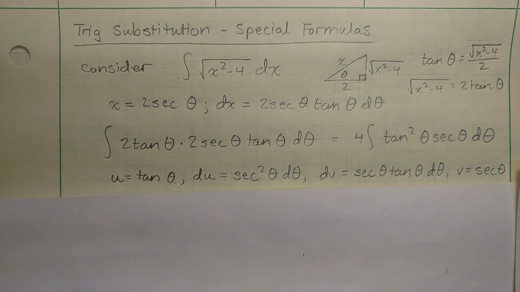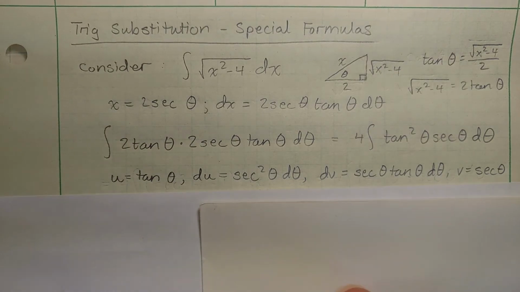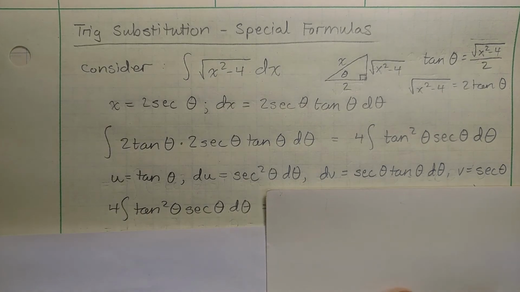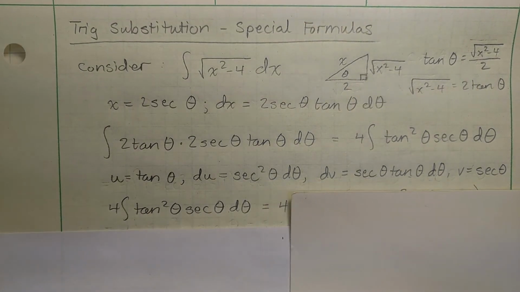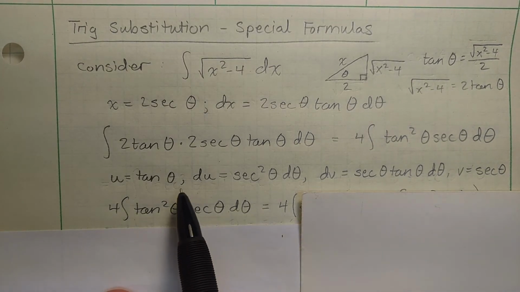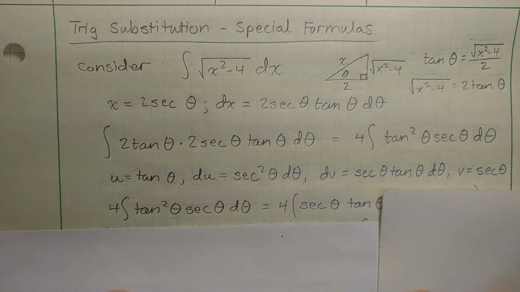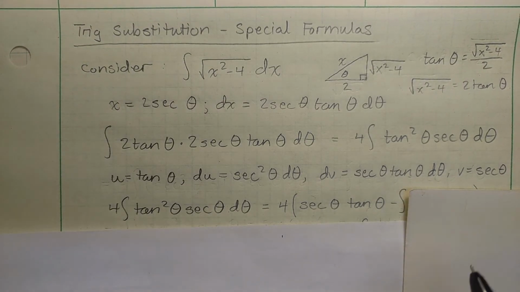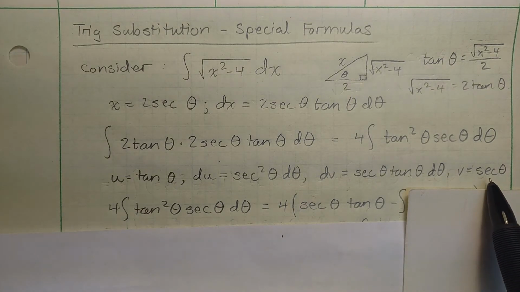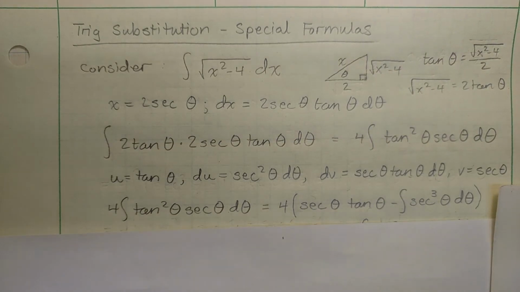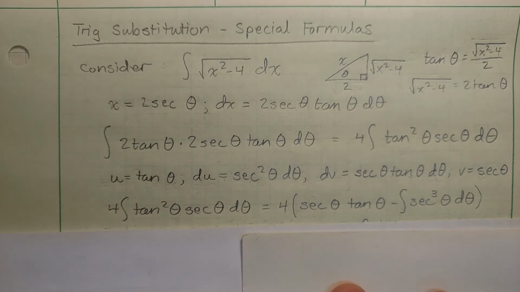So using this, I can now re-express using my integration by parts. So I have 4 times the integral of tangent squared theta secant theta equal to 4 times, and now I go uv, so u times v is secant theta times tangent theta, minus the integral of v du, which is secant theta times secant squared theta, so that gets me secant cubed theta d theta. Okay, well, let's see what happens here.